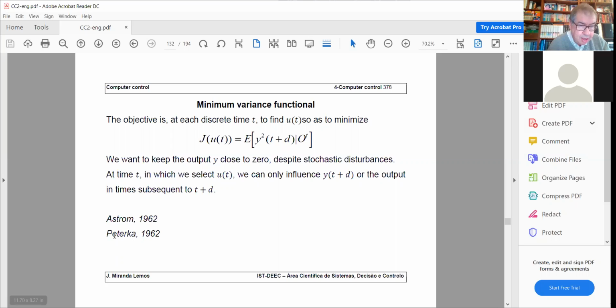And Peterka also invented minimum variance control in a way independent of Karl Åström. And it's nice because they both rely on input-output models. If you cross the Atlantic and go to the United States, the description of the plants was not based on input-output models. They were based on the state space model. Why? Because their concern was about space exploration, going to the moon, putting satellites in orbit.